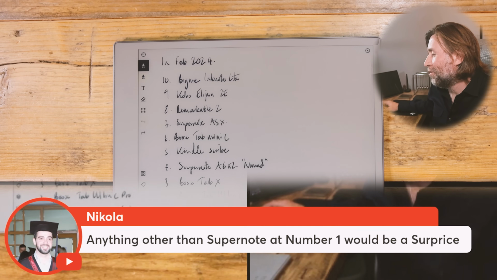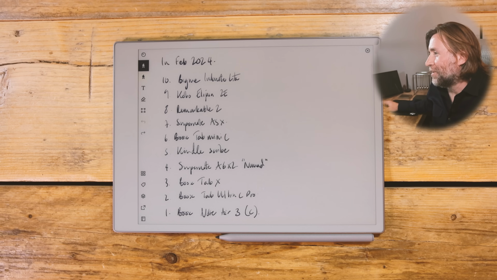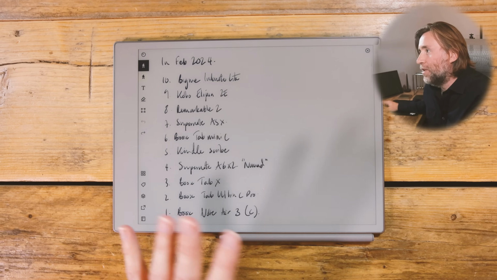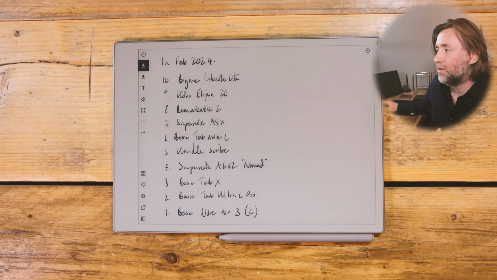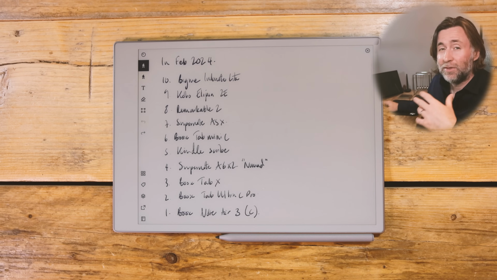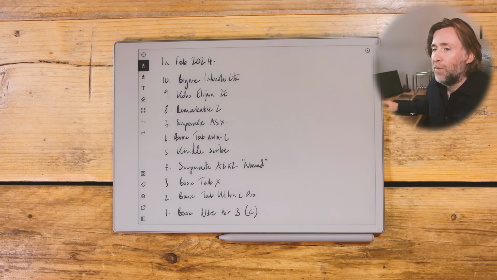Anything other than Supernet number one would be a surprise. Yeah, but that's the interesting thing. We still don't actually have the A5X2, and these are all tablets that I've actually used. So if I haven't used a tablet, it's not in the list. It's not for consideration, because this is my top 10 as I see it right now, mainly for what I think is working for most people. It's not just for me. This is the top 10 for most people.